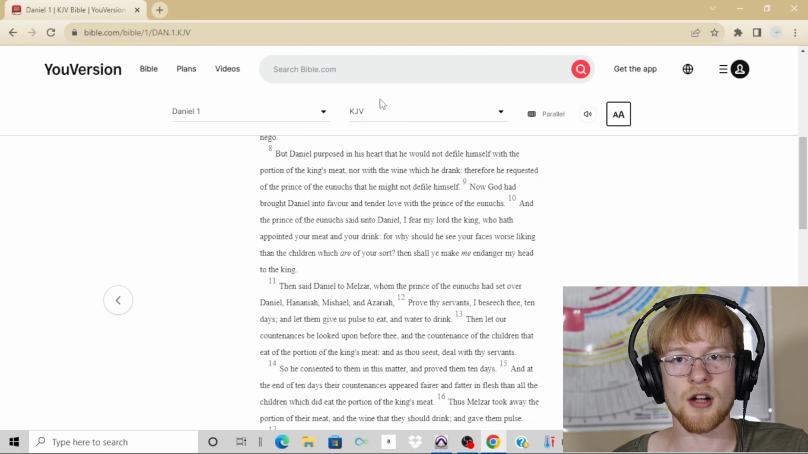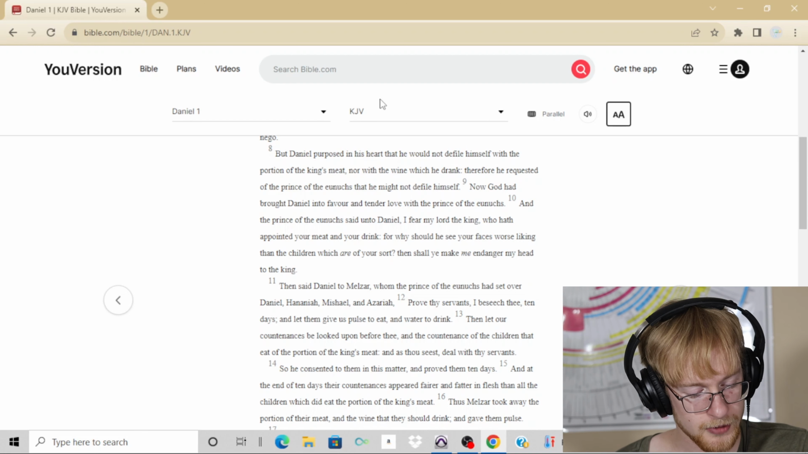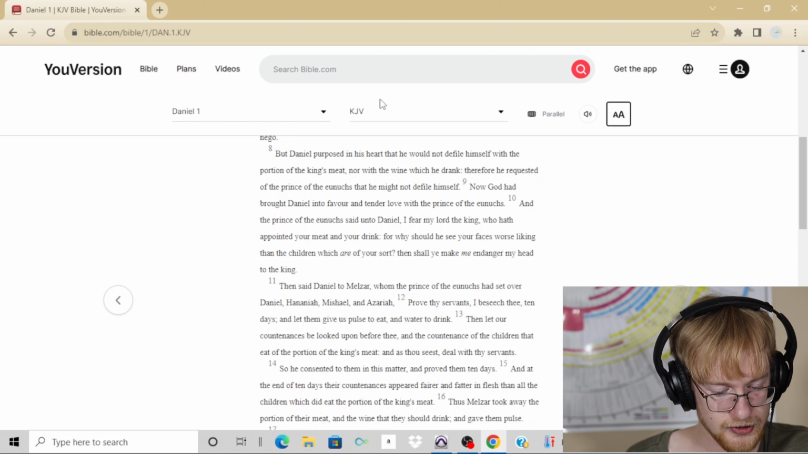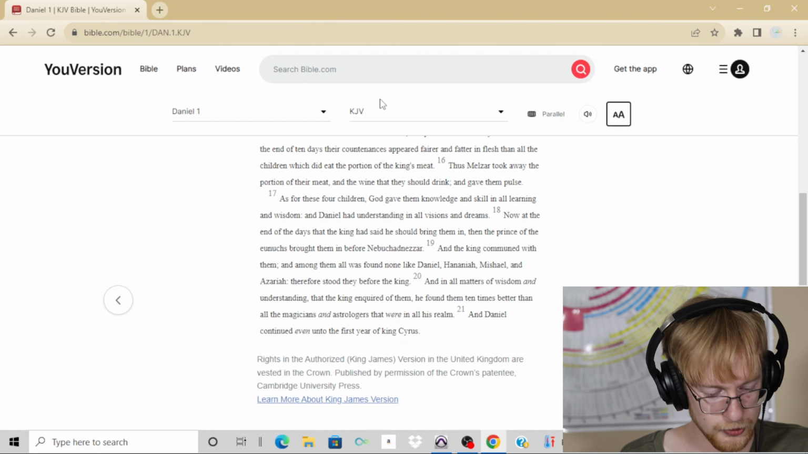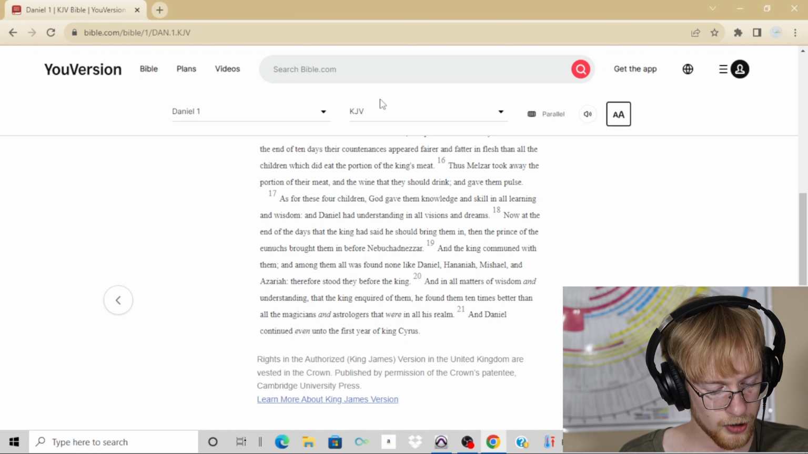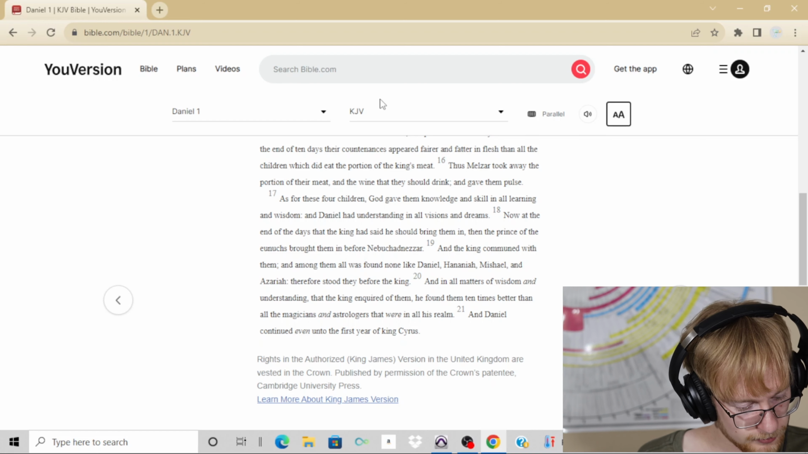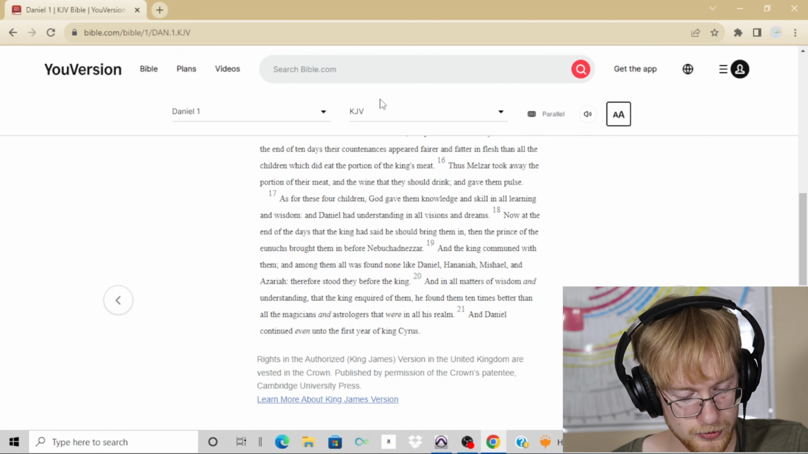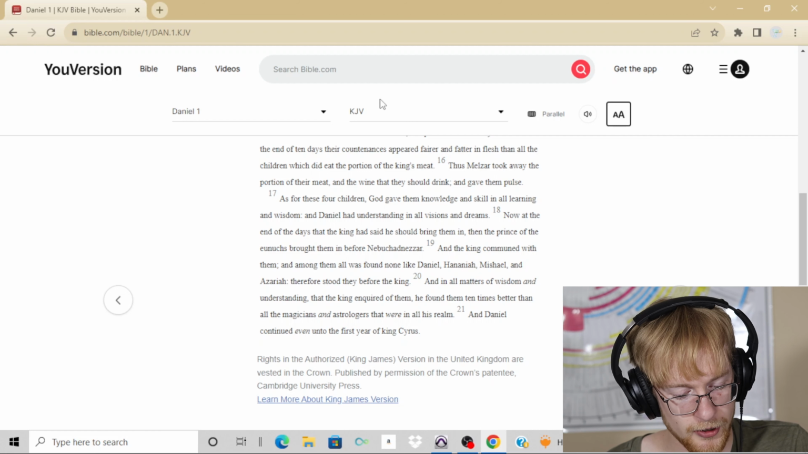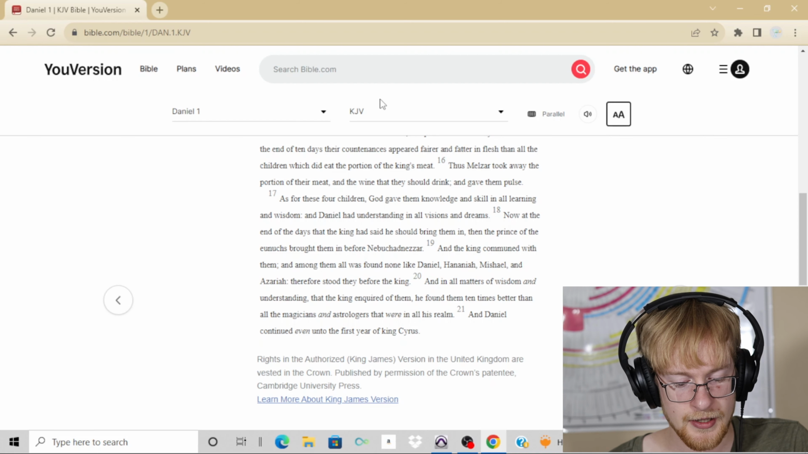10 days is not a long time, so God was truly at work here and blessing them, giving them his favor. Because in 15, at the end of 10 days, their countenances appeared fairer and fatter in flesh. Verse 17, as for these 4 children, God gave them knowledge and skill in all learning and wisdom, and Daniel had understanding in all visions and dreams. And then the chapter ends off on a high note. Verse 20, in all matters of wisdom and understanding, the king inquired of them. He found them 10 times better than all the magicians and astrologers that were in his realm.